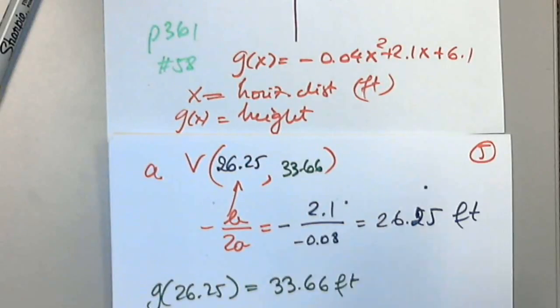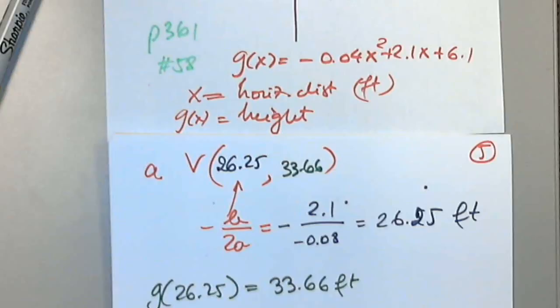Okay. Yes. Where did you put the 26.25? In the function, to find the y value. Right. You put it right there. It's right here: negative 0.04 times 26.25 squared plus 2.1 times 26.25 plus 6.1. Yes, ma'am. Is that okay? Perfect. Good. Part B.